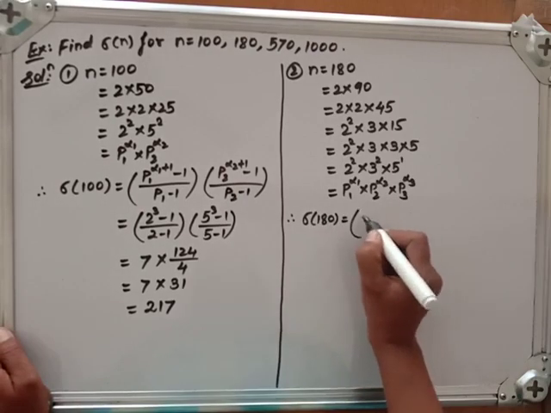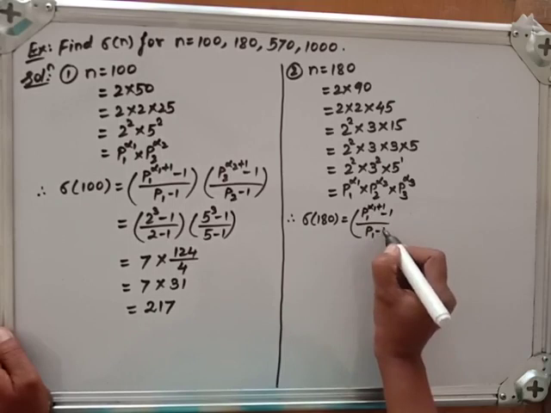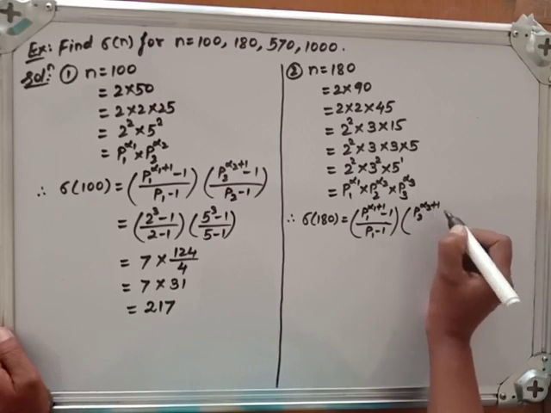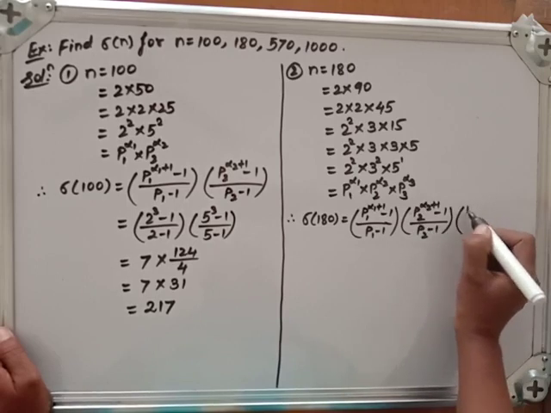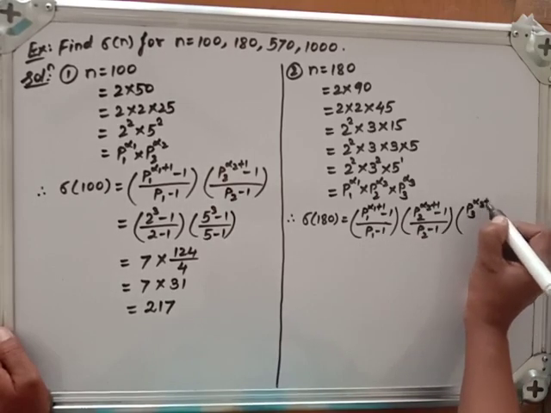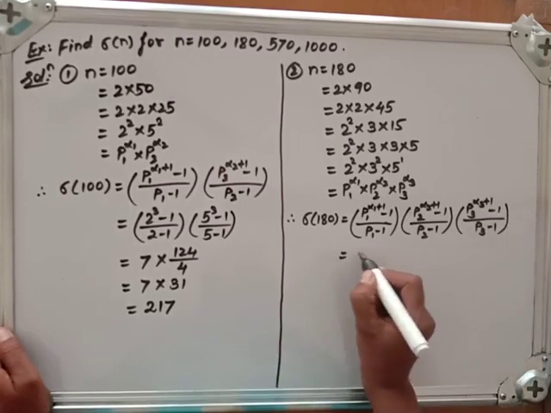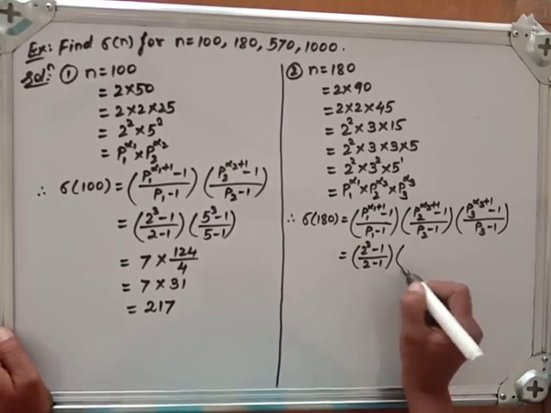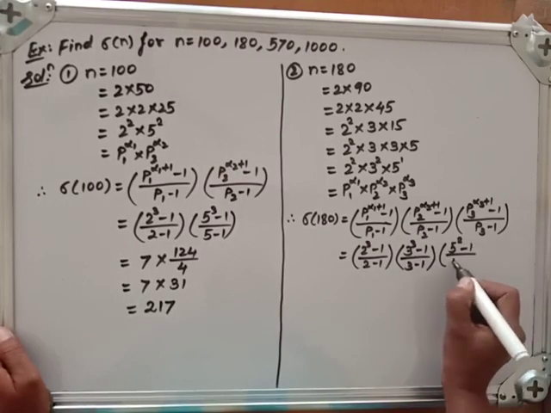Fine. Now we have to determine sigma of 180. So it is p1 raised to alpha 1 plus 1 minus 1 upon p1 minus 1 into p2 raised to alpha 2 plus 1 minus 1 upon p2 minus 1 into p3 raised to alpha 3 plus 1 minus 1 upon p3 minus 1. So this is 2 cube minus 1 upon 2 minus 1, 3 cube minus 1 upon 3 minus 1 into 5 square minus 1 upon 5 minus 1.